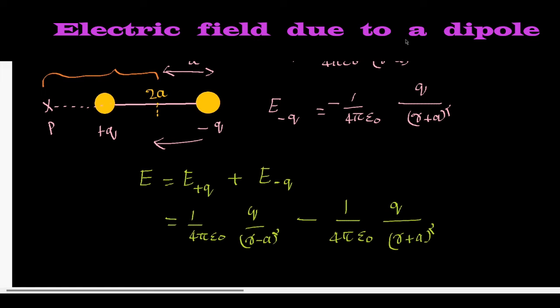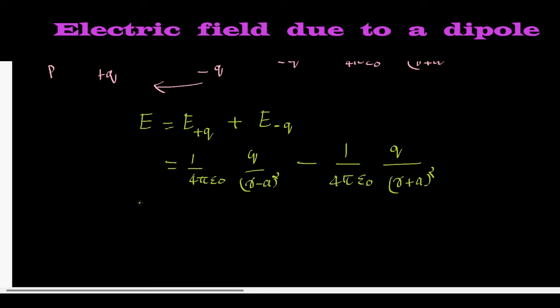So just look at this equation. We can see that the factor 1 by 4 pi epsilon 0 q is common on both sides of this minus sign. So we can take those quantities outside the bracket. So we can rewrite this equation as E is equal to q divided by 4 pi epsilon 0, and inside the bracket you can write 1 by (r minus a) square minus 1 by (r plus a) the whole square.